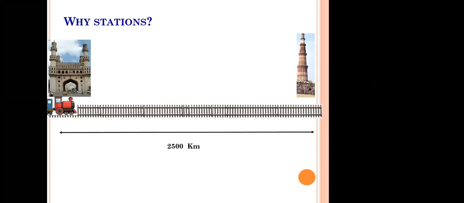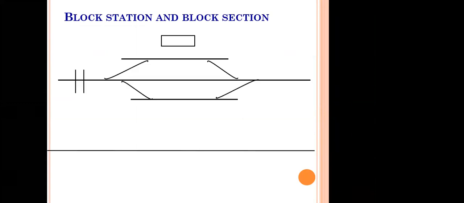Yesterday we discussed why stations. I gave an example that a train is starting from Hyderabad and reaching Delhi, covering a distance of about 2,500 kilometers. At the rate of 100 kilometers per hour, it takes about 25 hours. Till those 25 hours, we will not be able to deal with any other train. We will not be able to send another train from Hyderabad or from New Delhi till the first train reaches New Delhi, because we don't know where it is. To run more trains, we introduce the stations. And we have seen the different stations.